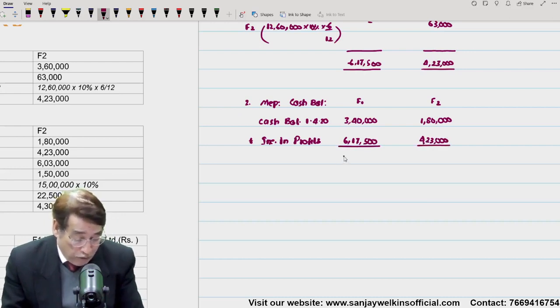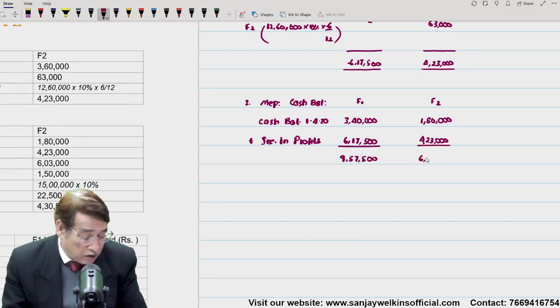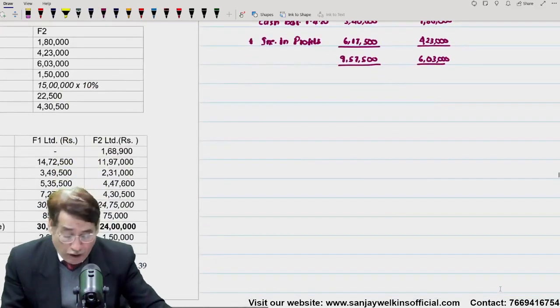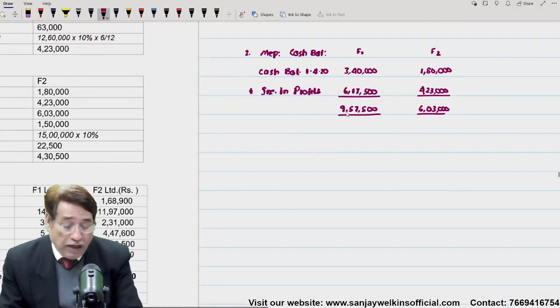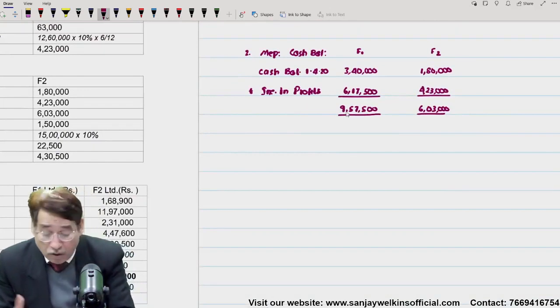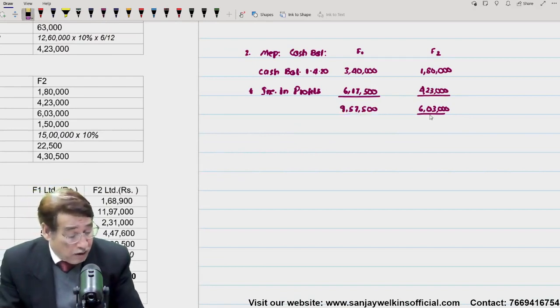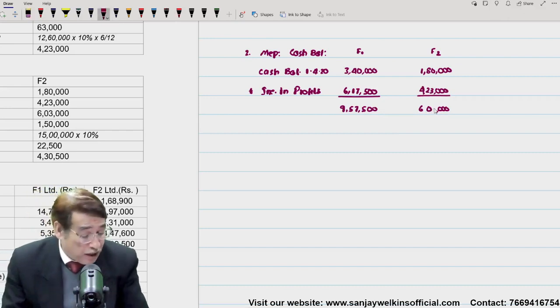So that will be equal to 9,57,500 and 6,03,000. Now we have got balance of cash also. Is it clear to you? Now we are in a position. But before that, in this question, there is also some information with respect to payment of dividend. Correct? So let me also adjust that so as to find out proper cash balance.